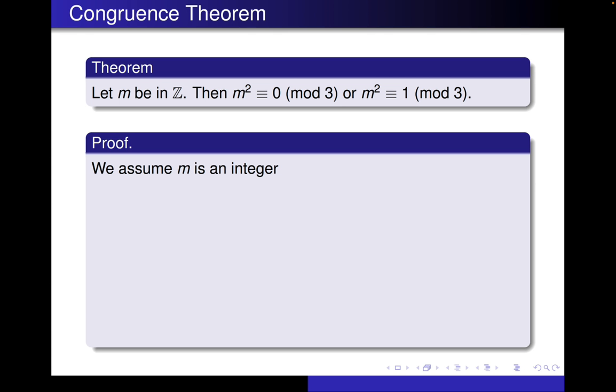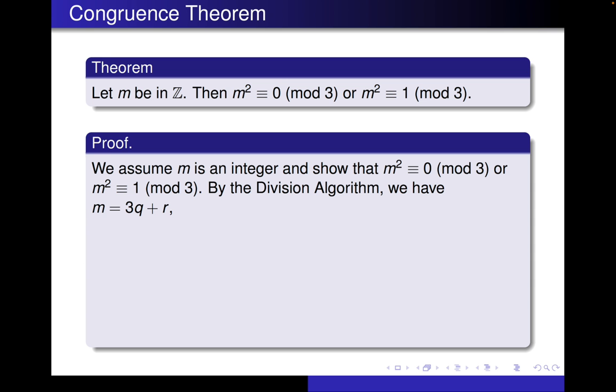Alright, so we are going to state what our assumptions are and what we're going to prove, and then we're going to warn our reader that we're going to be using proof by cases. So we assume m is an integer, and we're going to show that m squared is congruent to 0 mod 3 or m squared is congruent to 1 mod 3.